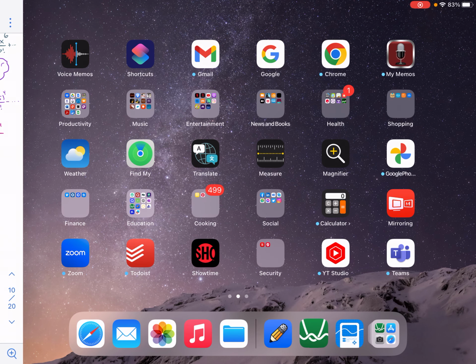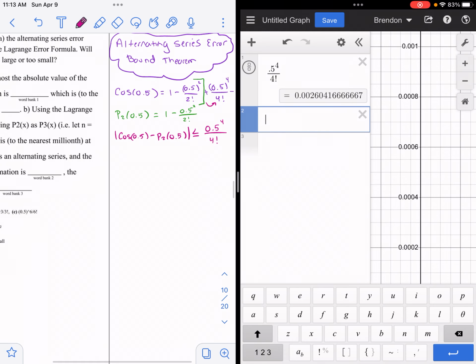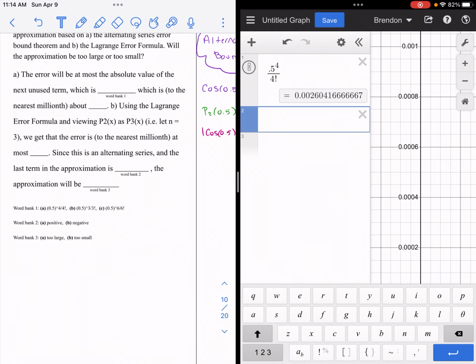So that's like 0.00, what did I say to round to? I probably said to round to, I guess, millionth. So then we're going to write down 0.002604, so that's equal to 0.002604.